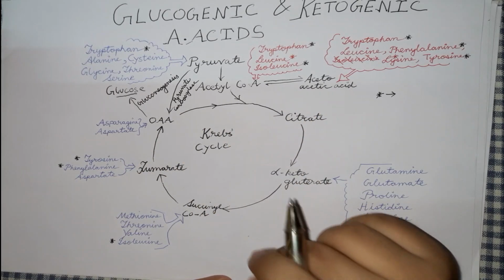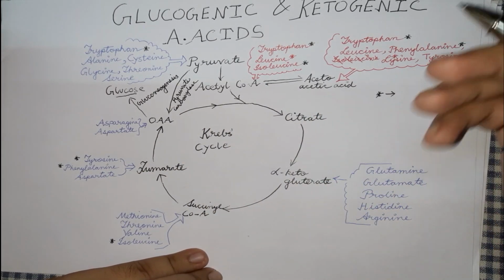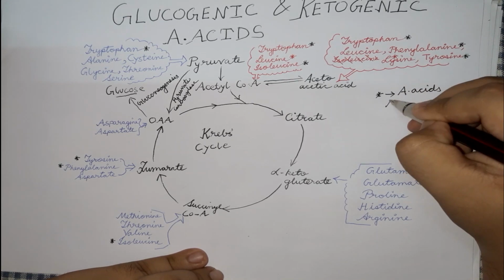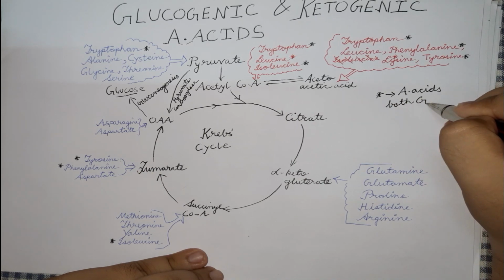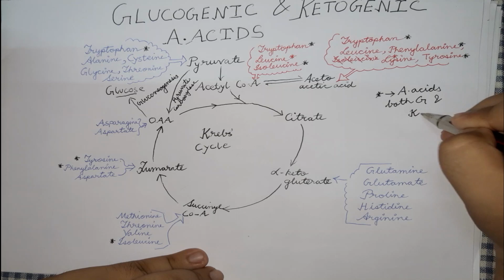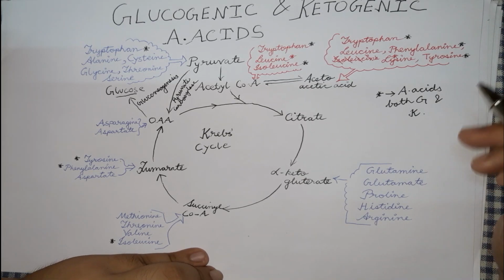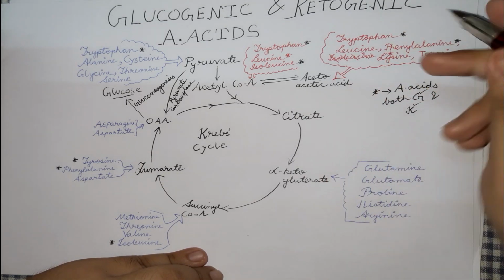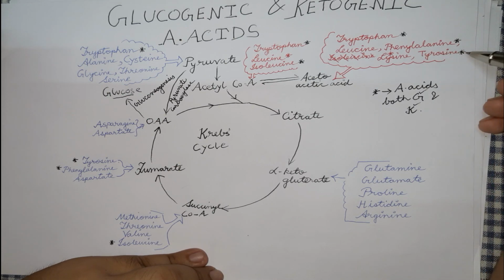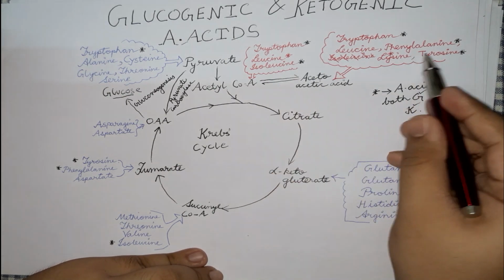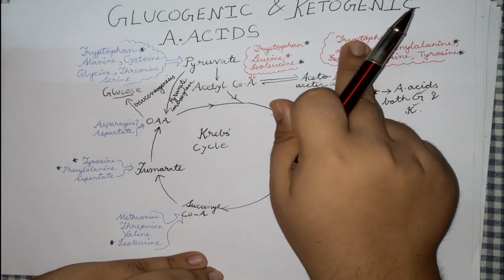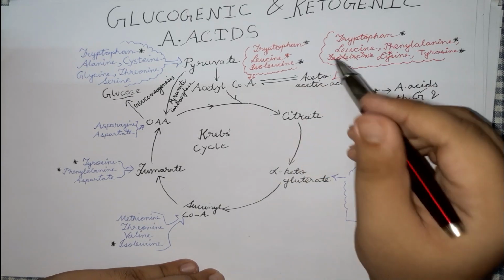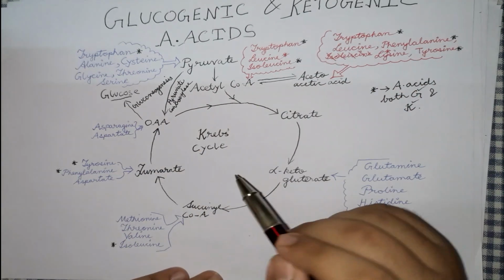What does this mean? The black star corresponds to those amino acids which are both glucogenic and ketogenic. I have abbreviated, obviously. They are both glucogenic and ketogenic. All those amino acids: tryptophan, phenylalanine, tyrosine, and isoleucine. These are the 4 amino acids which are both ketogenic and glucogenic. And obviously the red ink here corresponds to the ketogenic amino acids, and the blue ink corresponds to the glucogenic ones.